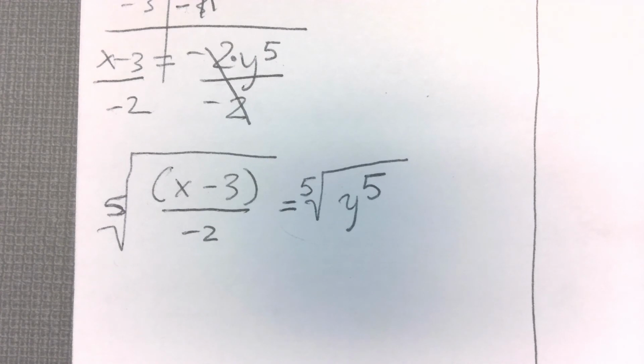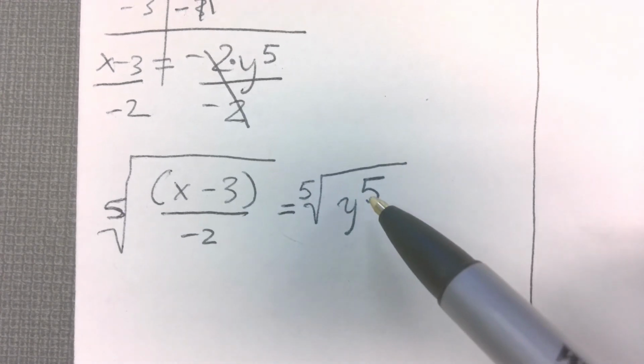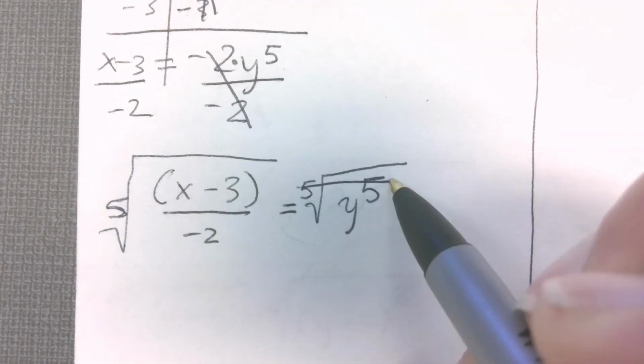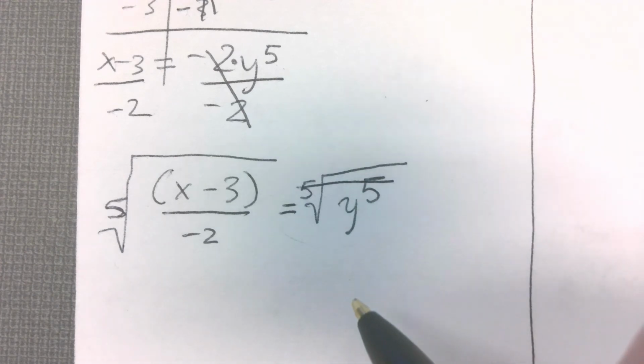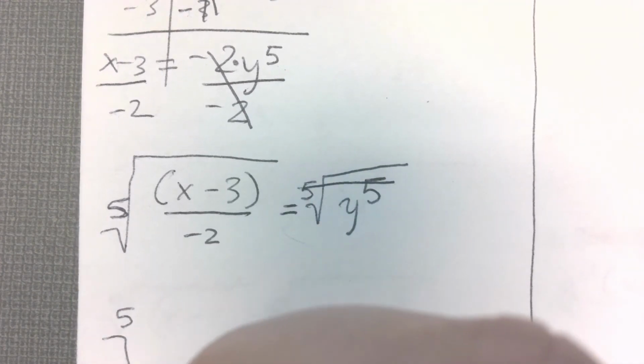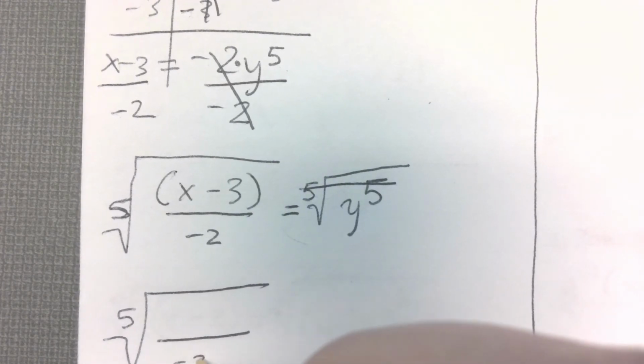Go ahead, next is Angel. Angel, what can I do with those two powers, the root and the exponent? Cross them out. We can't touch this. That's just what it is.